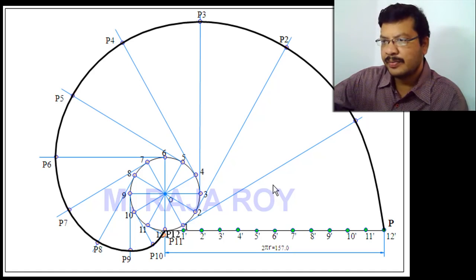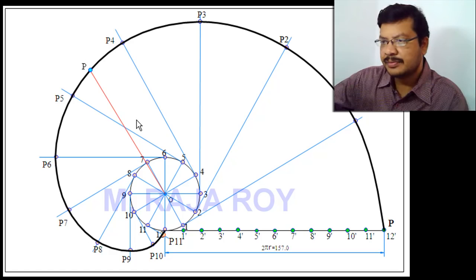This is the involute. Now how to draw the tangent and normal to this involute. For drawing tangent and normal, I am picking one random point somewhere here in between P4 and P5. I will take point P. Okay. Next, what you have to do is draw a line joining P and the center of the circle O. Something like this, you have to draw the line.